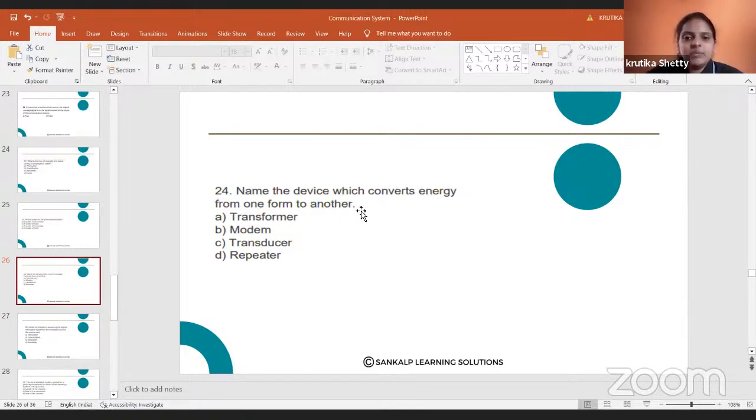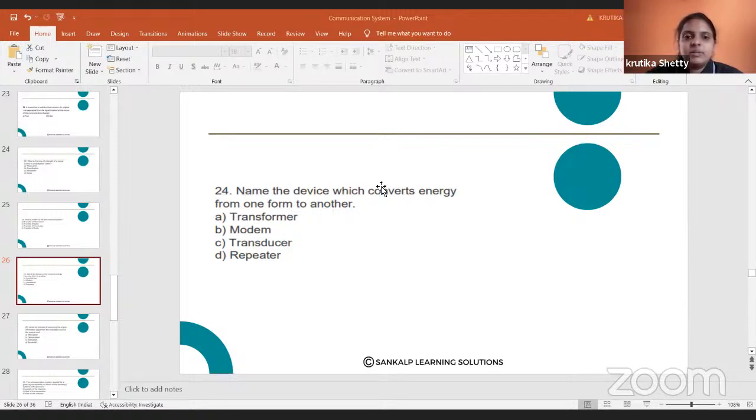Then the next question, name the device which converts energy from one form to another. Transformer, modem, transducer, repeater. So which device will come? Convert energy from one to another. So option C, that is transducer, is correct.